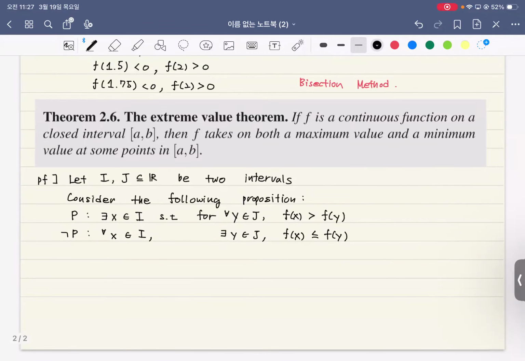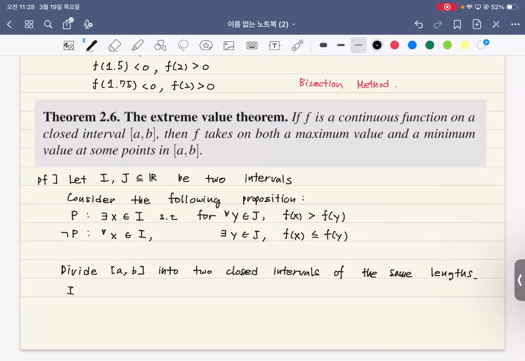Okay, now what? We divide the interval AB into two closed intervals of the same lengths. So this is the interval A, comma B, and we divide it by half. Now we have two intervals of the same length, and the interval on your left is going to be called I, and the interval on the right is going to be called J.